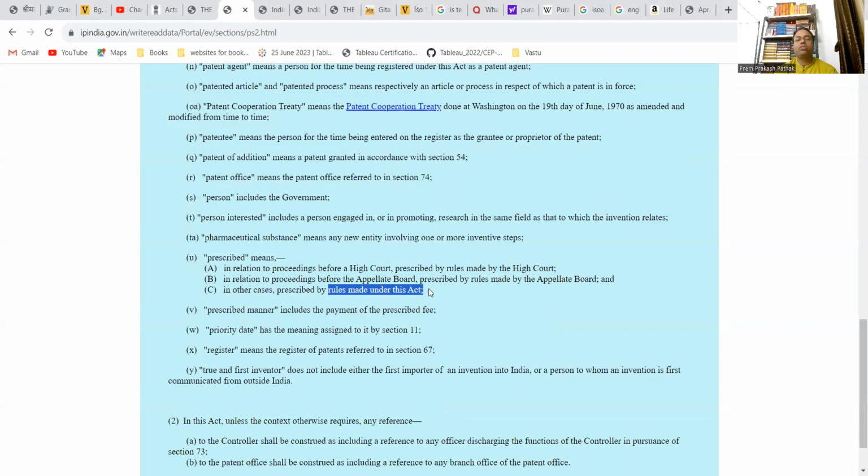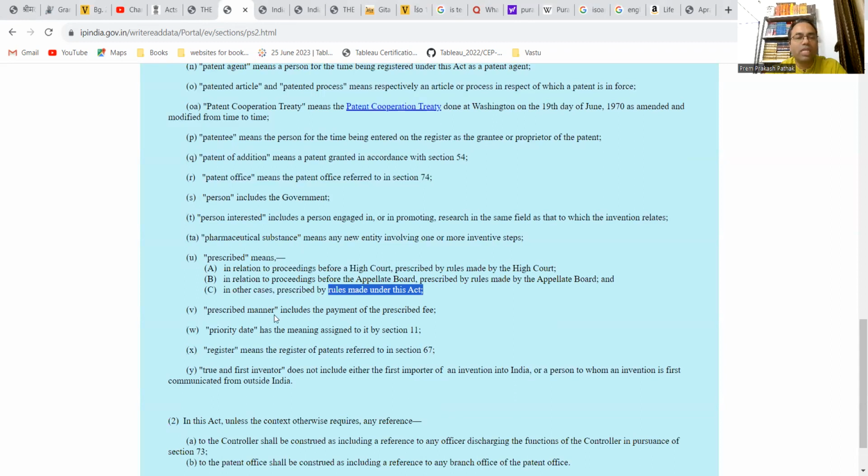So whenever it says as prescribed, we need to look into the act and the rule, and see. Prescribed could mean the time or fees or the manner in which it needs to be performed. So these are mentioned. Whenever we say as prescribed, we need to refer to which rules, which act, which section, which subsection talks about this process. So prescribed means that. And prescribed manner.